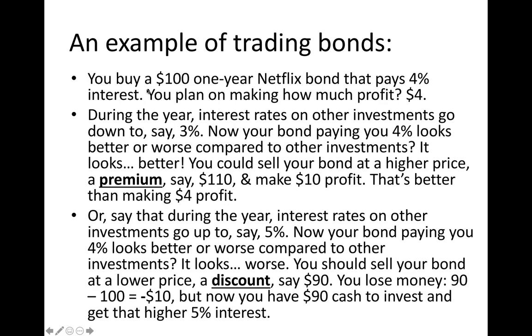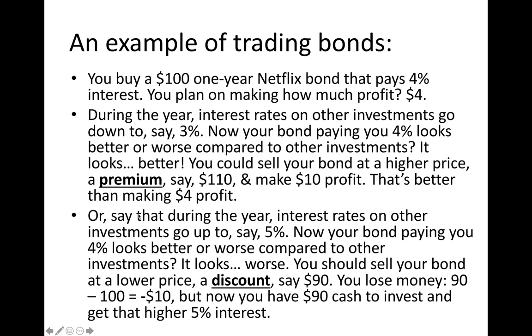Here's an example. You buy a $100 1-year Netflix bond that pays 4% interest. You plan on making how much profit? Well, 4% of 100 is $4. During the year, interest rates on other investments go down to, say, 3%. Now, your bond paying you 4% looks better or worse compared to other investments? It looks better. You could sell your bond at a higher price, a premium, say $110, and make a $10 profit. That's better than the 4% profit you were going to get simply by buying and holding the bond. Why would other investors be willing to pay you a premium, pay you $110 for this $100 bond? Because it's paying 4%, whereas other investments only pay 3%.